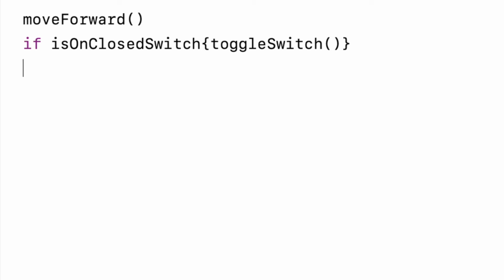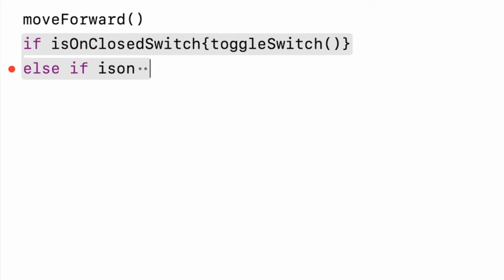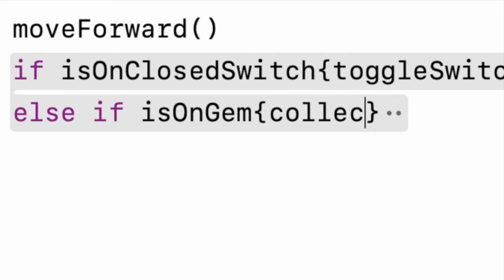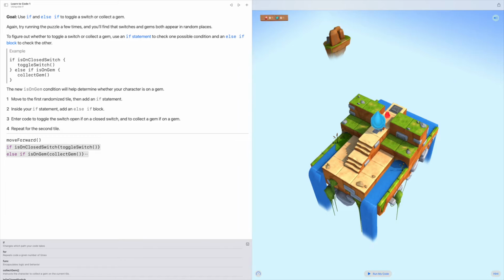Now let's add in something new. So if Lil Blue is on a closed switch, he's going to toggle that switch. What I'm including now is an else if statement or an else if block. So if he's on a closed switch, toggle a closed switch. Else, if he's on a gem, I want him to collect the gem. And that is a block of code that Little Blue's going to understand when I run the program.